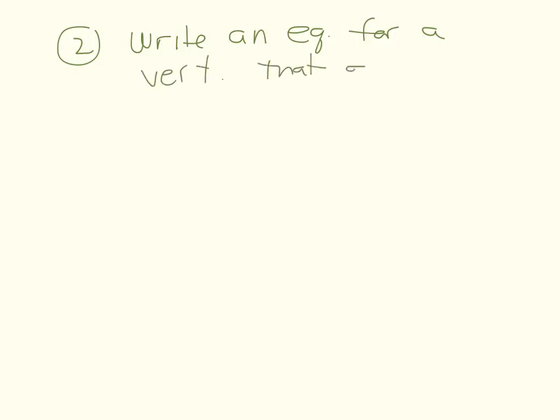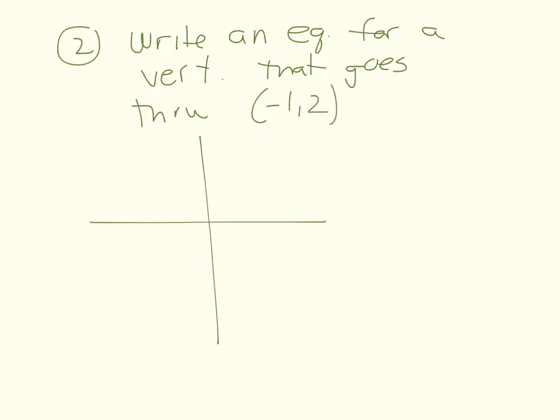Let's say this time, in example 2, it says write an equation for a line, and this time for a vertical line. And let's say the vertical line goes through, I'm going to make up the point -1, 2. So again, I'm just going to draw a little sketch of what's going on. Here's my point -1, 2. I'm going to end up with a vertical line going through that point.